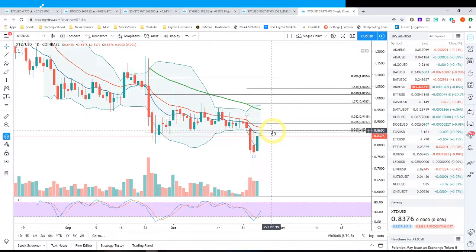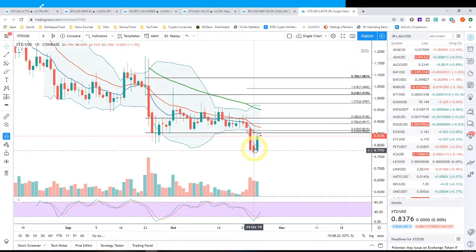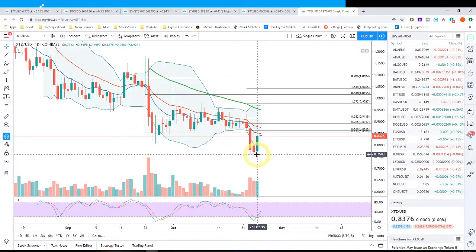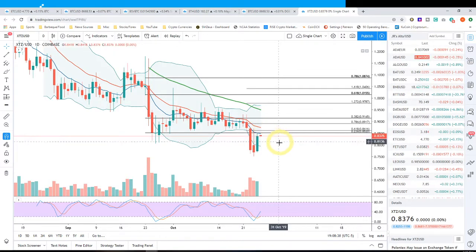Okay, so that's XTZ. Look at this. Drop back below the, it's almost like Bitcoin in a way, right? Kind of mirrors Bitcoin. So this is one of those you throw on your chart and you go, it kind of follows the same pattern as Bitcoin, right? It really does. So whatever Bitcoin does, this does. All right, that's the USD version.